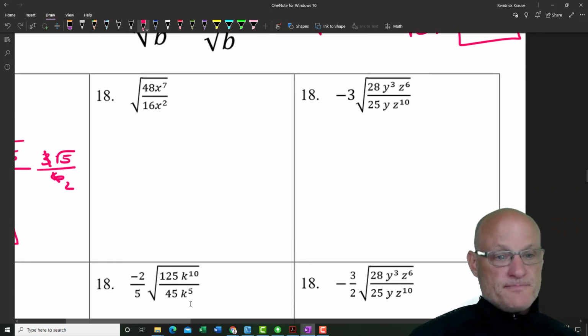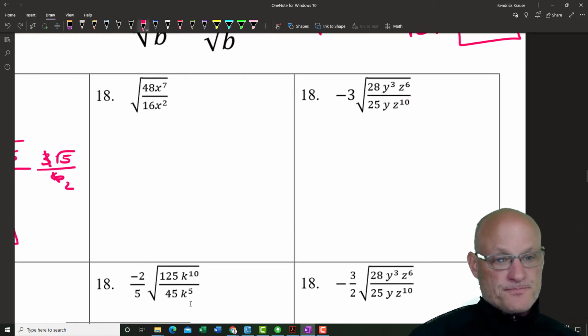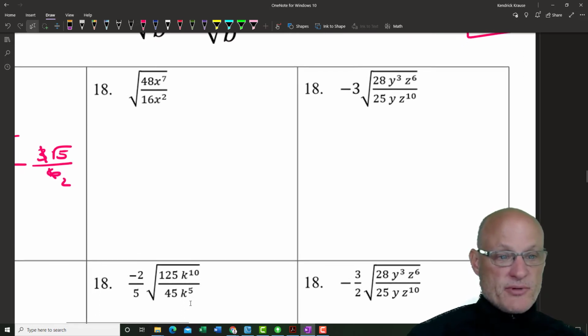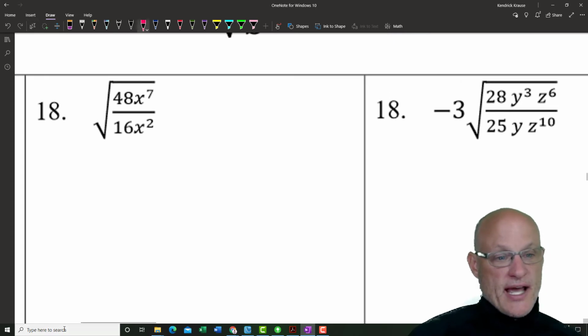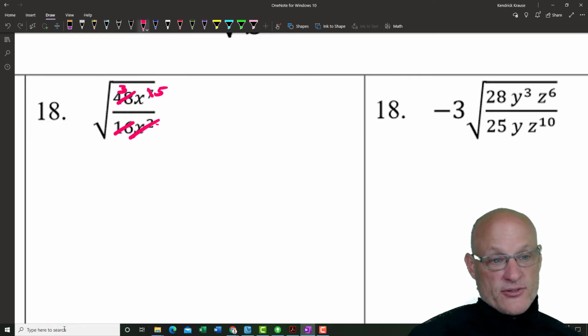All right, let's take a look at this one. We're going to rewrite this one as, well, this one's a little bit different. This one I can actually do some division with. So 16 actually goes into 48 3 times. So that leaves me a square root of 3 on top. Then I've got 7 x's on top and 2 x's on the bottom. So those cancel with 2 of these. That leaves me 5. So this is really the square root of 3x to the 5th.